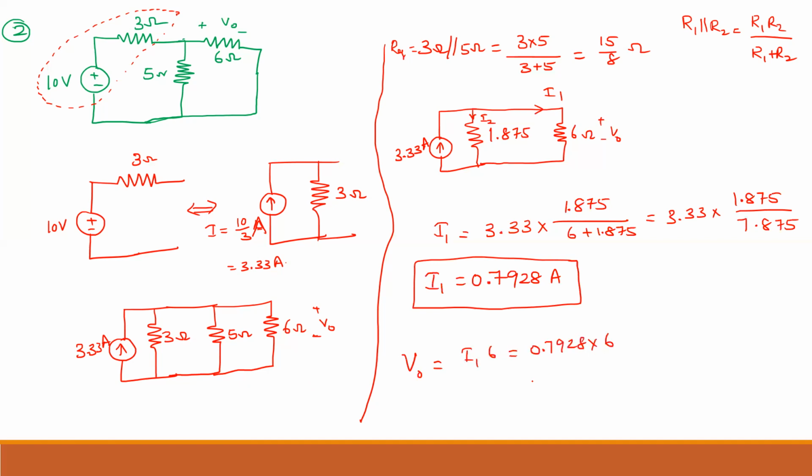0.7928 into 6. You will get approximately 4.757 volts. So this is the method you have to apply while calculating with the source transformation method.